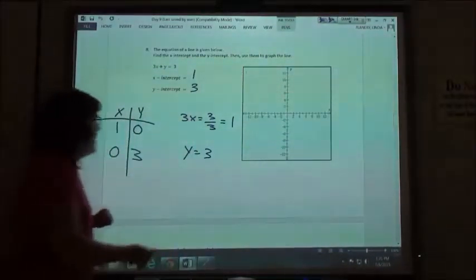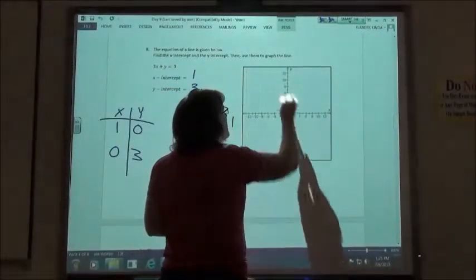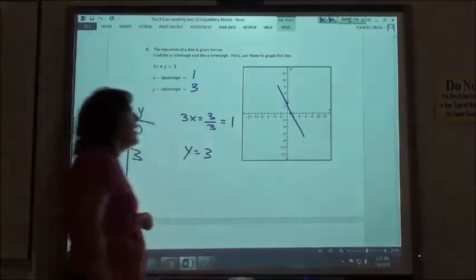So again, I can mark my points. My x-intercept is 1, my y-intercept is 3. I've got my 2 points. I can draw my line.